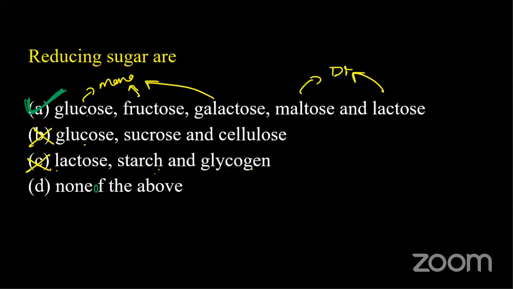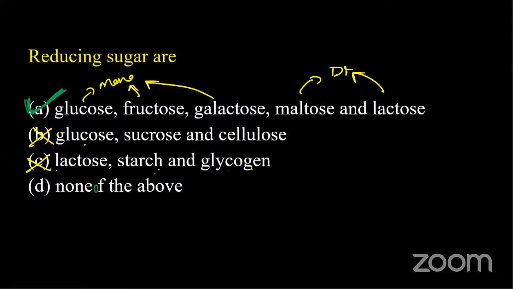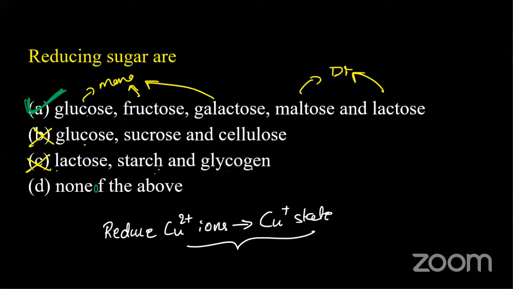What's the meaning of reducing sugar? Reducing sugar means the sugar which can reduce Cu2+ ions to the Cu+ state. This Cu2+ will be present in the reagent. Okay, simple. It's reducing from here to here.